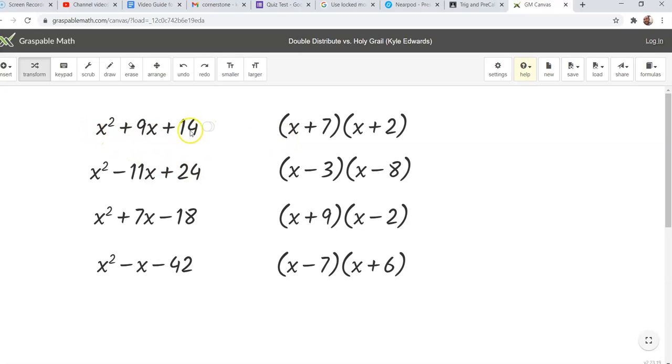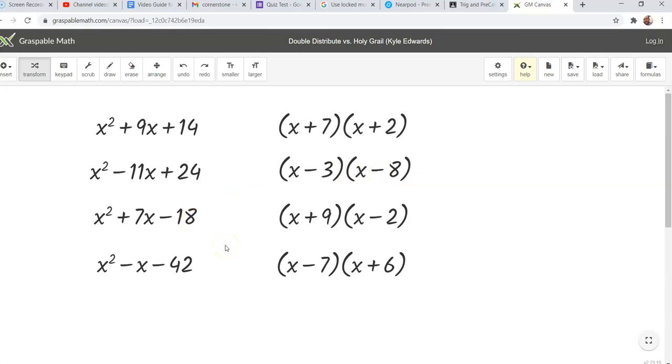Okay, so now what I want from you guys is to do a little pattern recognition. If I go from this side, what can you notice about these two numbers, the 9 and the 14, as it pertains to these two numbers, 7 and 2. These two, negative 11 and 24, and these two, negative 3 and negative 8. There's a pattern happening here, and that's what the Holy Grail is. We are looking for two special numbers that keep this pattern going.